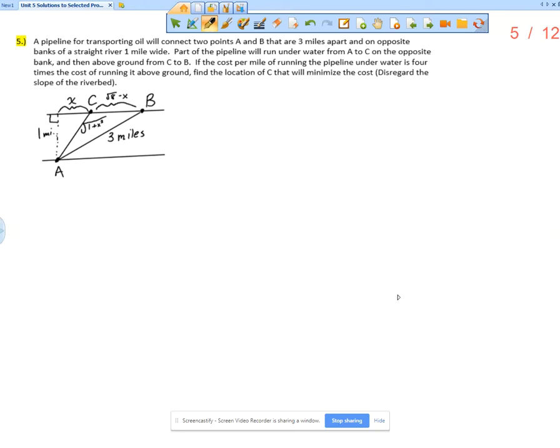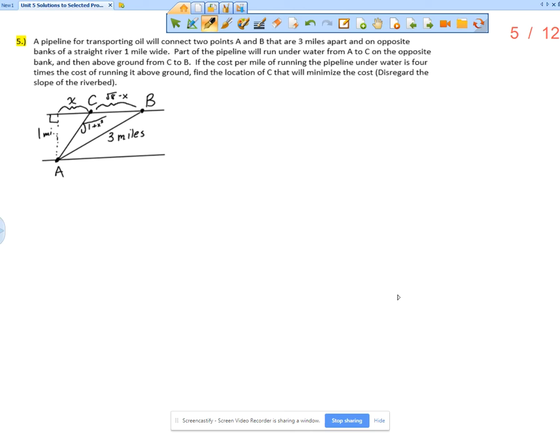This is the setup video for section 5.1, problem number 5. A pipeline for transporting oil will connect 2 points, A and B, that are 3 miles apart on opposite banks of a straight river 1 mile wide.